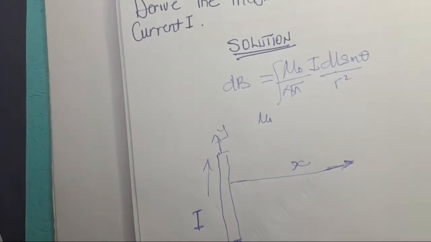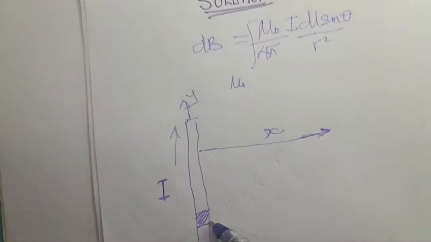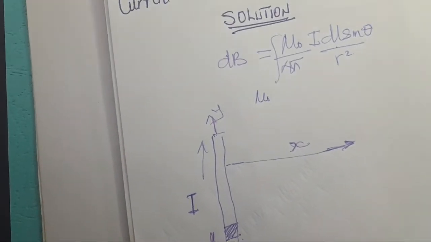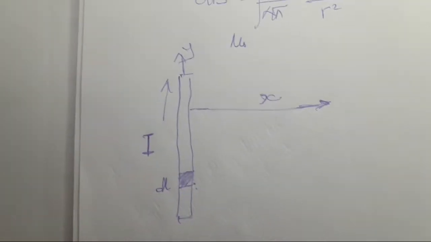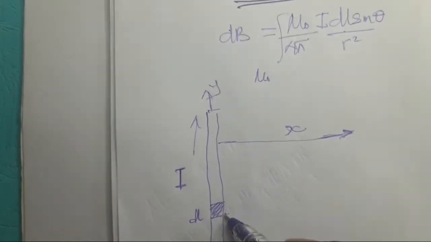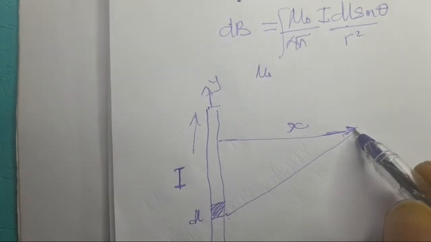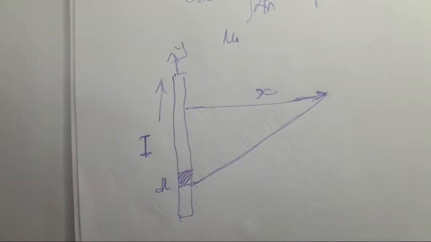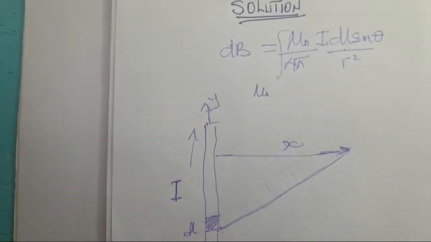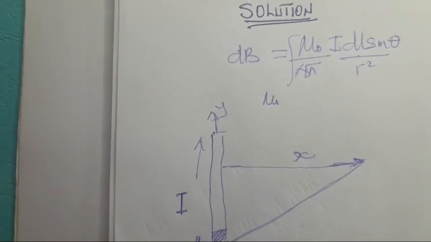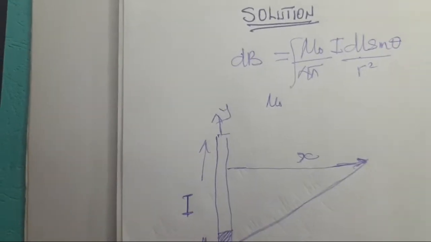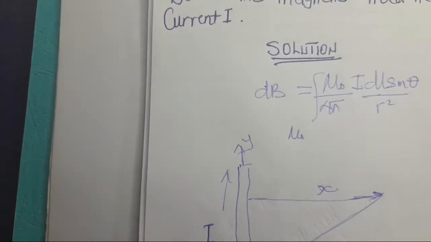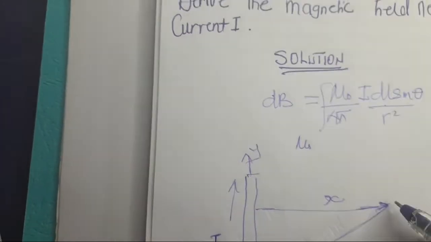From here we can draw a straight line from the element. So here is the dl. This is a small fraction of the conductor we are considering. If you now draw your line from here to here, we've already gotten a triangle. Remember, we are using Biot-Savart law in solving this problem. And here's the point P.